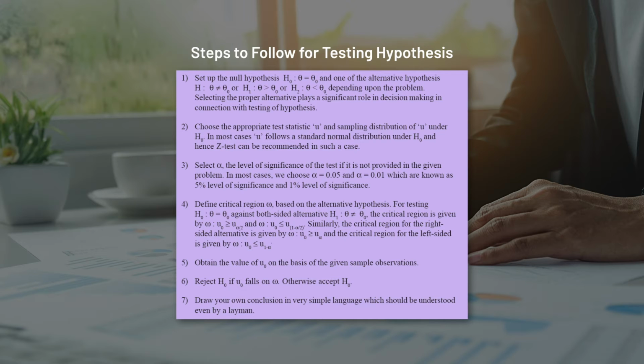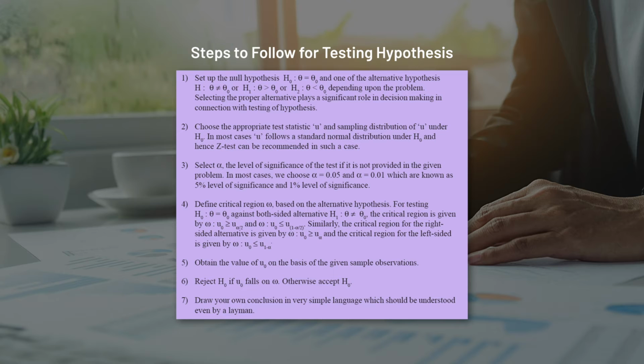Choose the appropriate test statistic, mu, and the sampling distribution of mu under the null hypothesis. In most cases, you follow the standard normal distribution under H0, and hence the Z test can be recommended in such a case. So select alpha, the level of significance of the test, if it is not provided in the given problem. In most cases, we choose alpha equals 0.05 and alpha equals 0.01, which are known as 5% level of significance and 1% level of significance. So this is step 3.